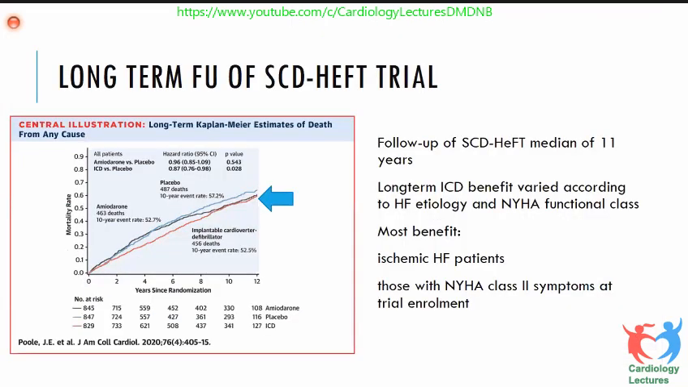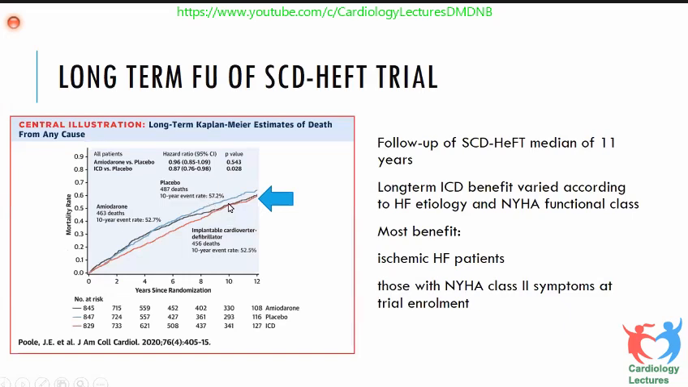Another study was just published, the prolonged long-term follow-up of the SCD-HeFT trial, just earlier this year in the JACC. They also find that the long-term ICD benefits vary according to the heart failure etiology and New York functional class. And the most benefit comes from those who are ischemic heart failure patients and those who are New York functional class 2 symptom at trial enrollment.